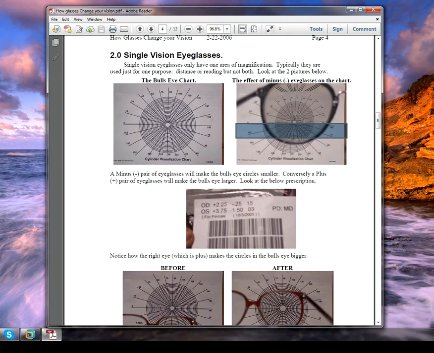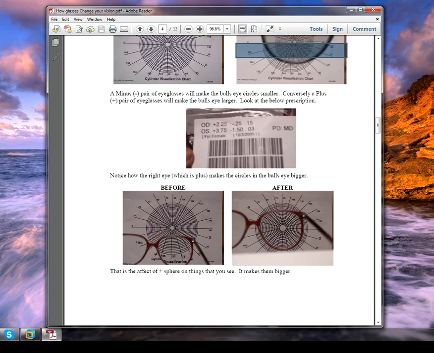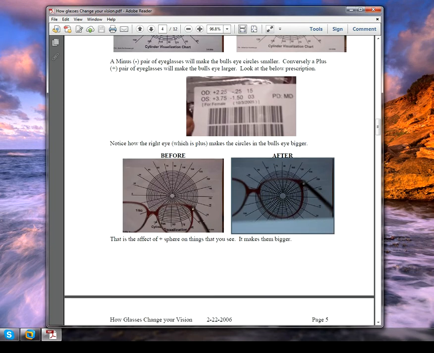Now here's a pair of plus glasses. In this case, if you hold the plus lens in front of the bullseye, you can see the circles are getting much larger. So plus glasses make things larger.